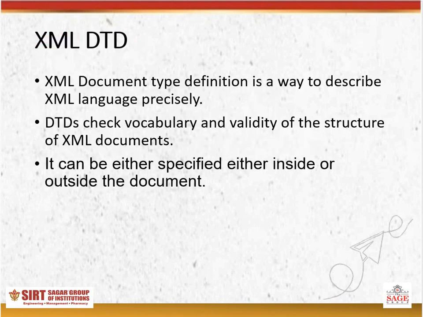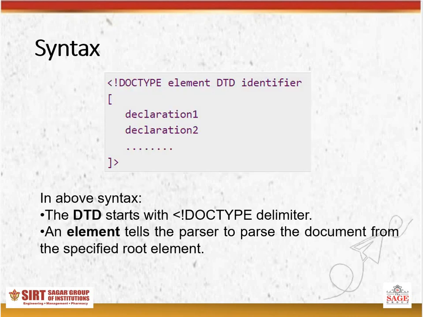So what is XML document type definition? This is basically a way that describes the XML language precisely. Document type definition checks the vocabulary according to the grammar of the XML and the validity of the structure of an XML document. And XML provides both ways to specify the document type definition. You can either provide it inside the document, or if you want, you can also provide it outside the document. This is the basic syntax of XML DTD.